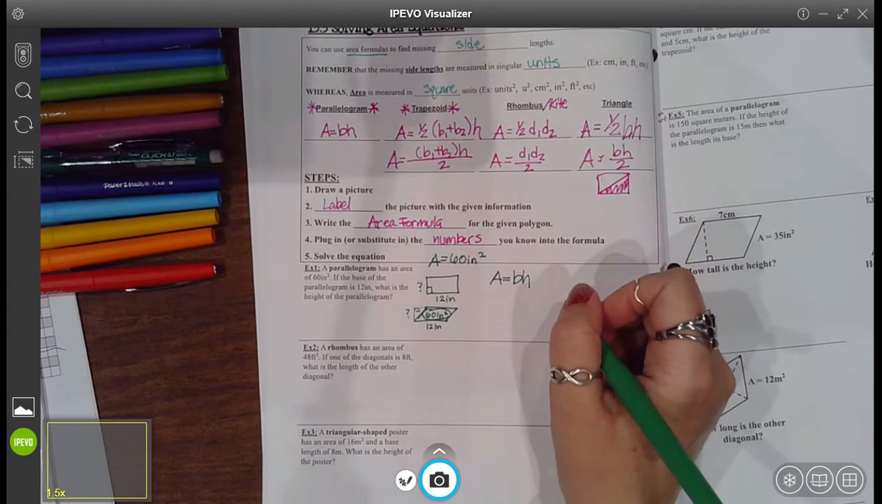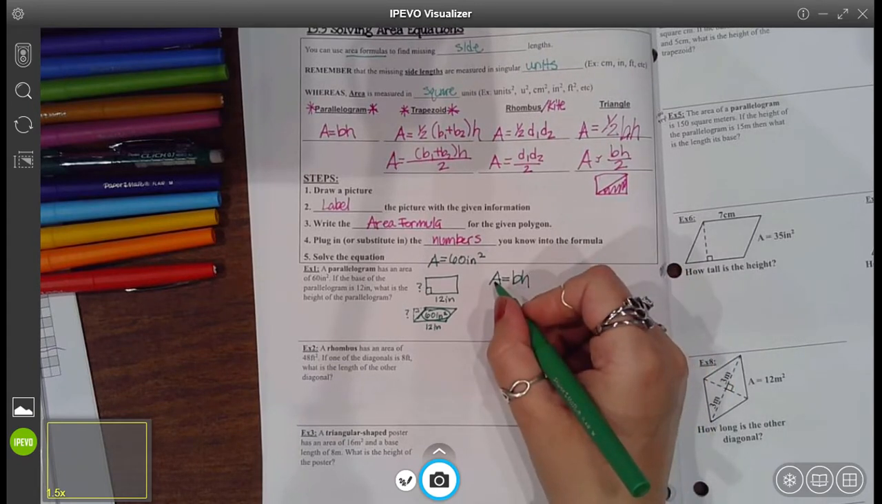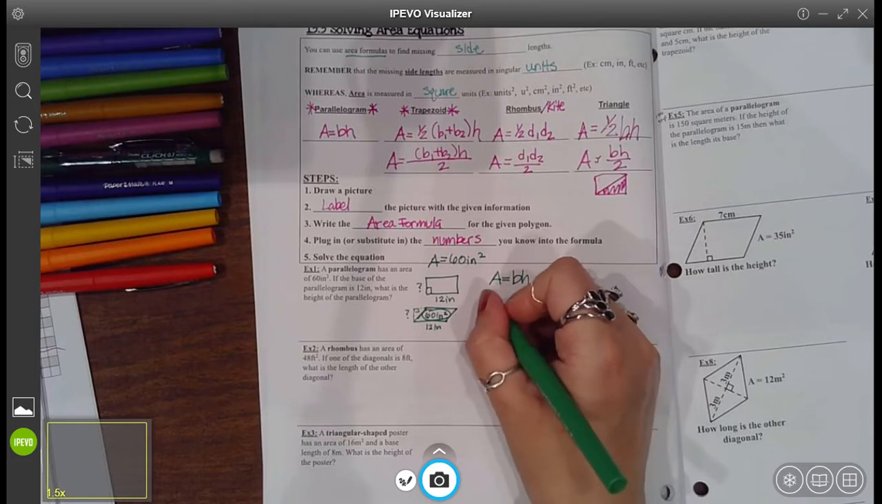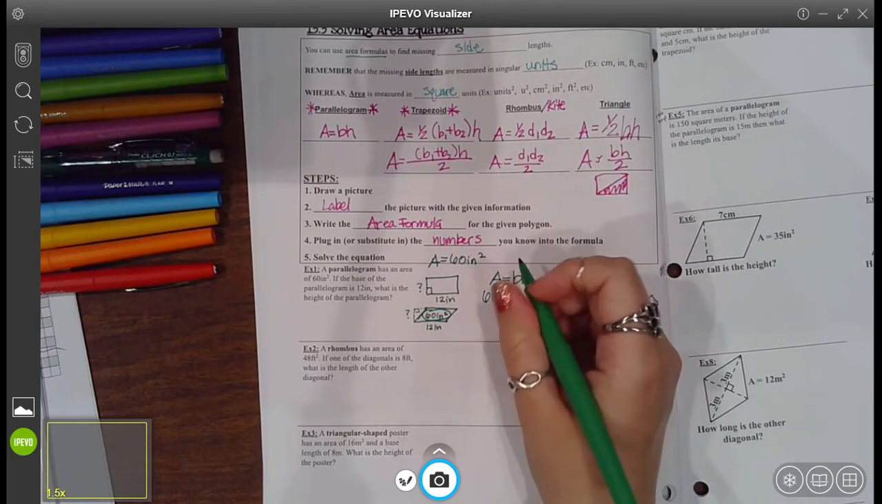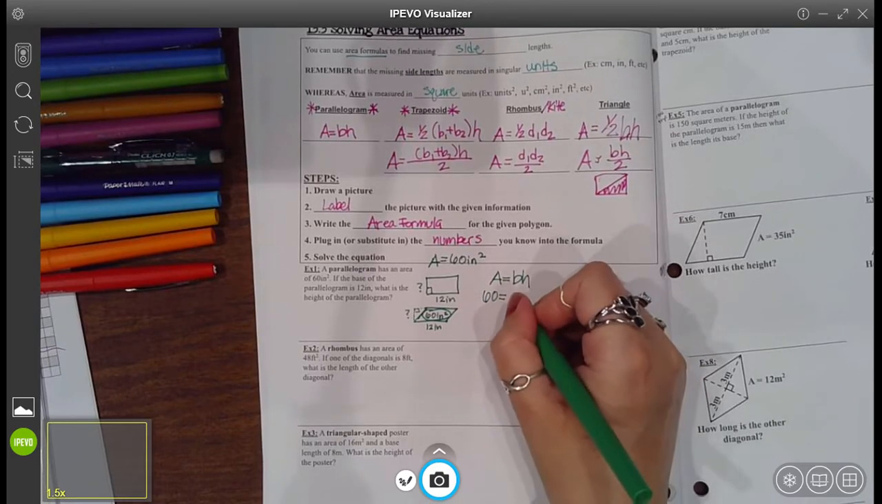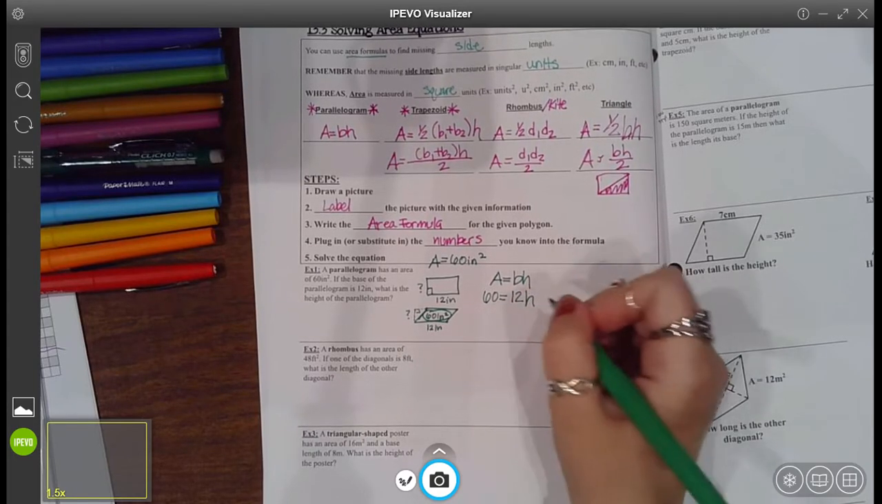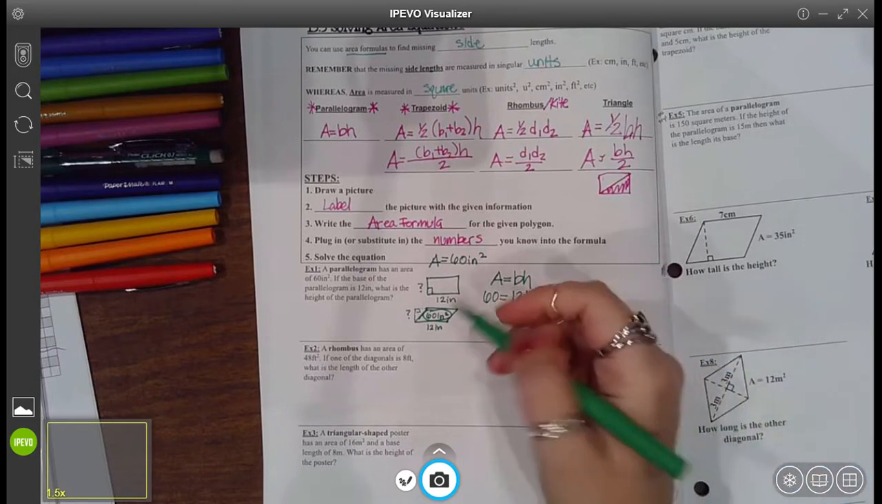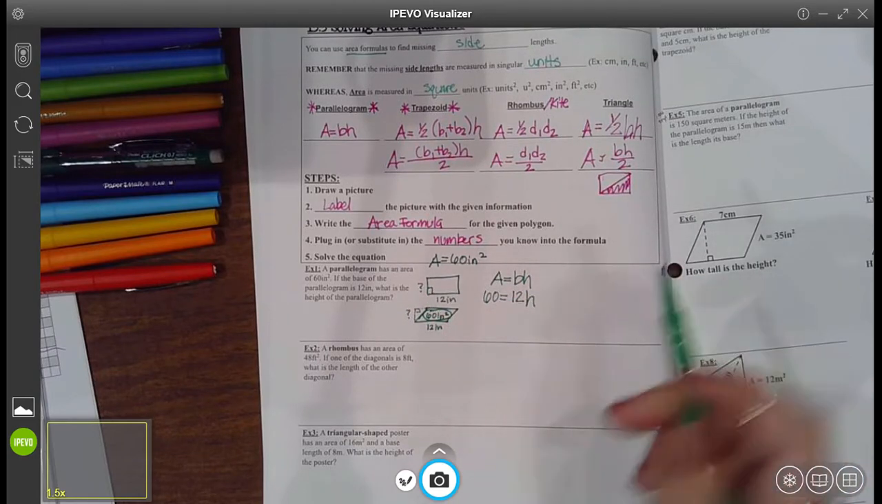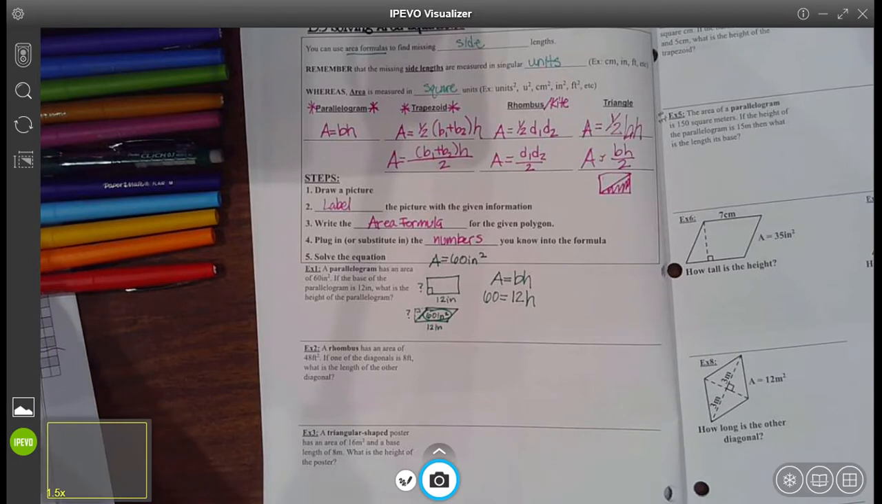What did they tell me? They told me the area was 60. So I'm going to replace A with 60. They also told me the base was 12. So I'm going to replace the B with a 12. And then keep H as H because we don't know what H is. We don't know what the height is. That's what we have to solve for. And now you just solve it like normal.